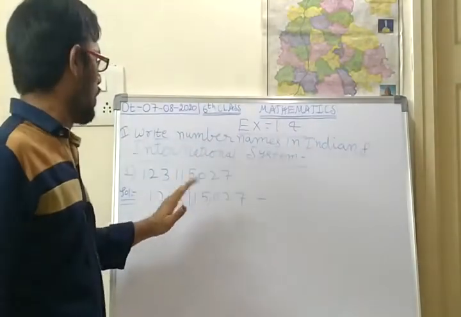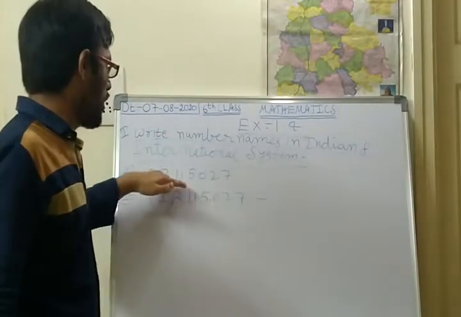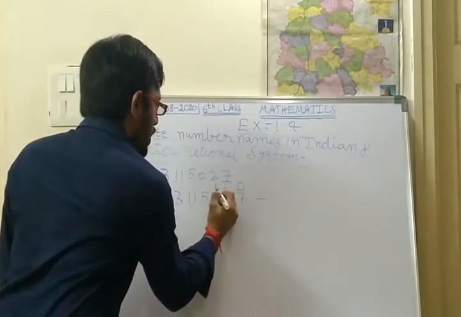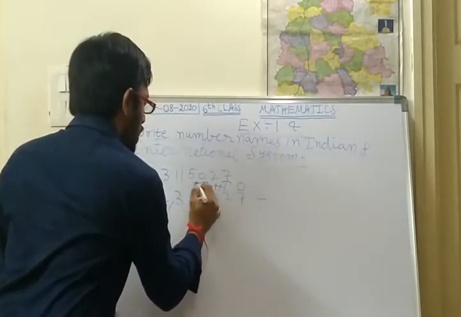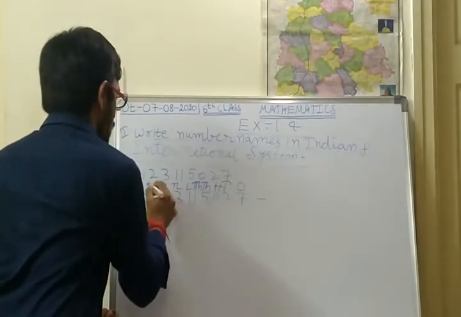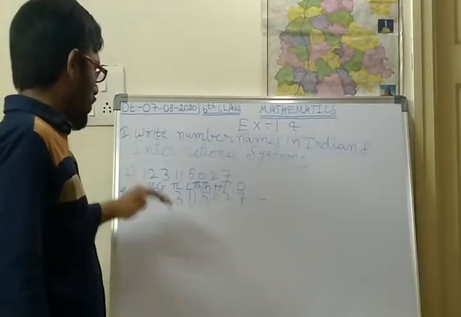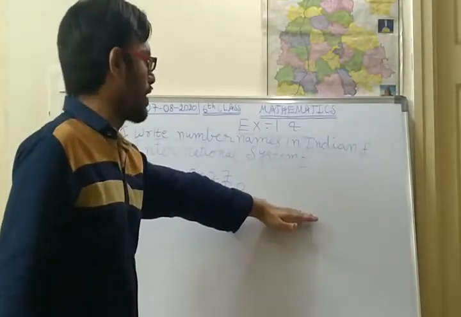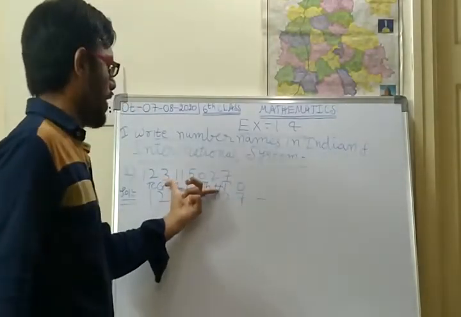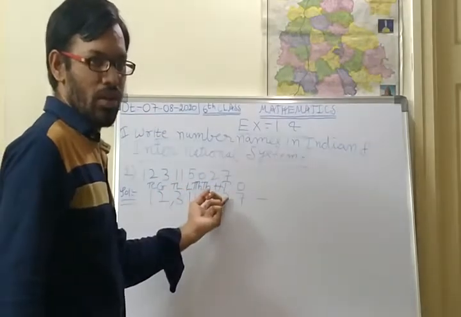So after keeping commas, you place the place names, starting from the right side: ones, tens, hundreds, thousands, 10,000s, lakhs, 10 lakhs, crores, 10 crores. So 10 crores place is there here. For this number you should write the number name. If you know the place names, you need not write them here. If you don't know, for your confirmation you keep the place names. I hope you are understanding this.